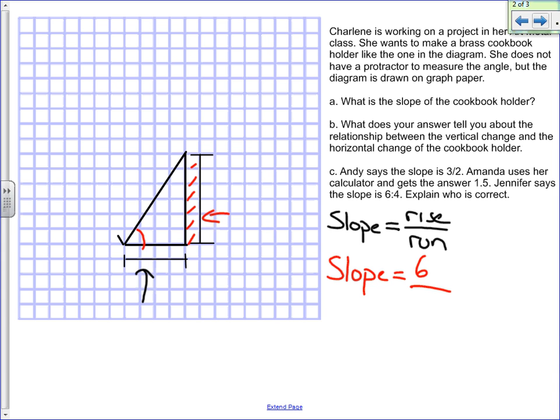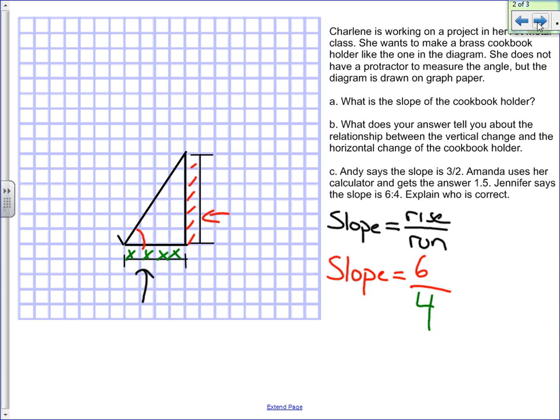My run is my horizontal. So again, I'm going to do the same thing, and I'll use a different color for this. And so I'm going to count my horizontals. And I've got 4 horizontal boxes. So my run will be equal to 4. So my slope is in fact 6 over 4.